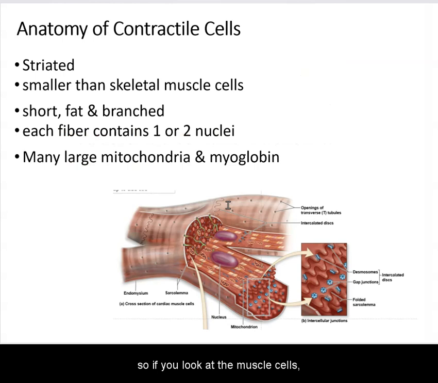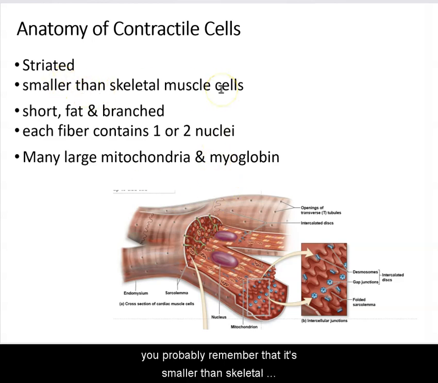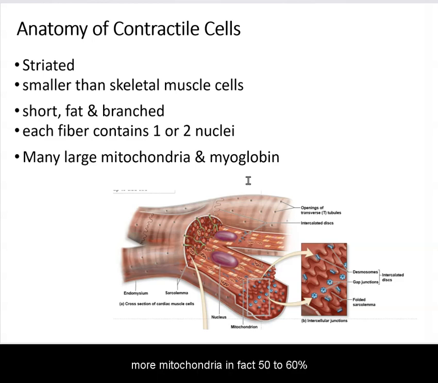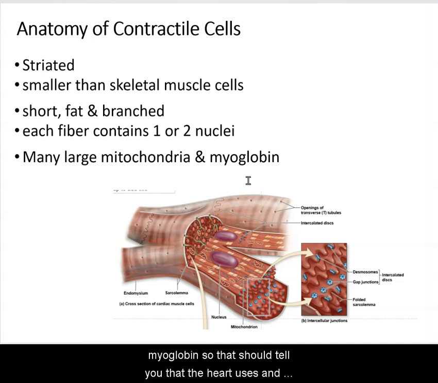So if we look at the muscle cells, contractile cells, some of this stuff you already know. You know that cardiac muscle is striated. You probably remember that it's smaller than skeletal muscle and it looks different. Skeletal muscle is long and cylinder shaped. Cardiac muscle is kind of short, fat, and branched. Now, cardiac muscle usually has one nucleus, maybe two. You might remember that skeletal was multinucleate, and cardiac muscle has a lot more mitochondria. In fact, 50 to 60% of the cell volume is mitochondria and lots of myoglobin. So that should tell you that the heart uses and relies on oxygen.